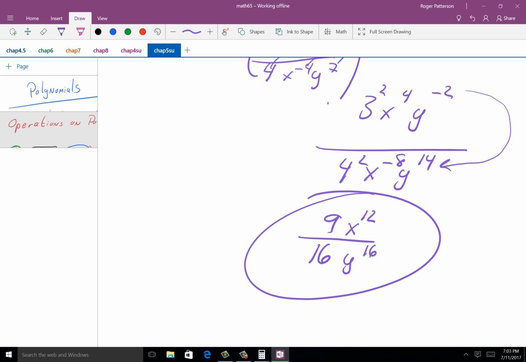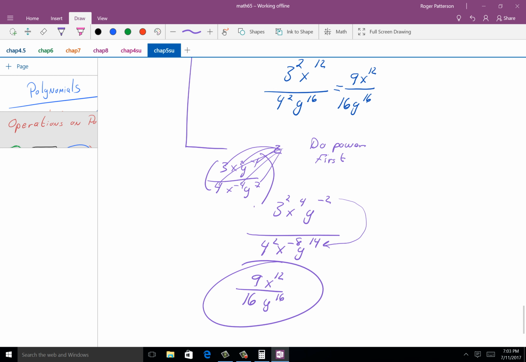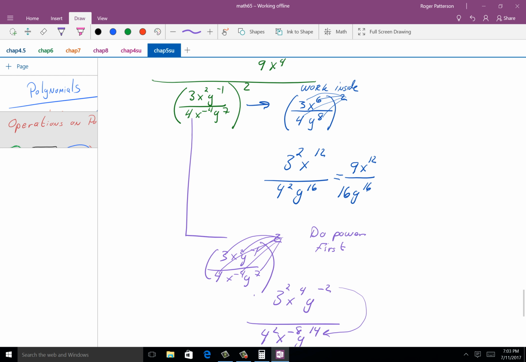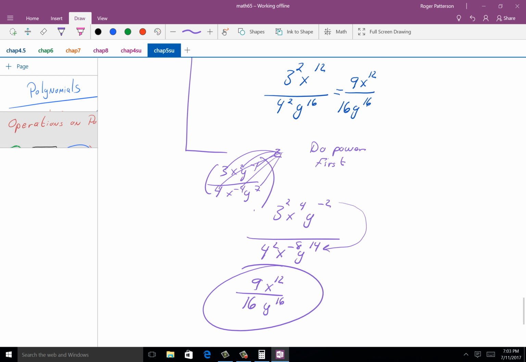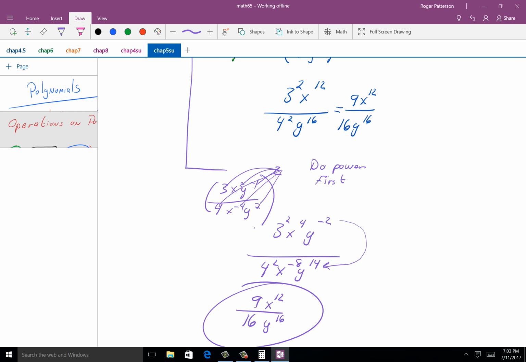So again, it kind of depends on which way you want to do it. All right, so you can either go ahead and do what's inside, work inside first, or you can do the power first. All right, it doesn't matter to me which way you do it. Again, I just want you to do the way you feel comfortable in doing it so that you get it right. Okay? There's no right or wrong there. It doesn't make any difference.